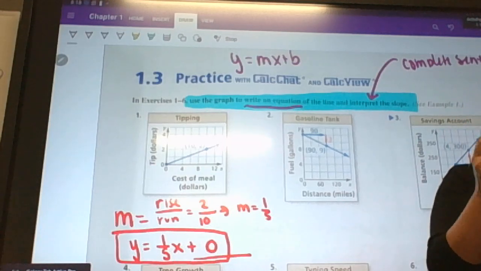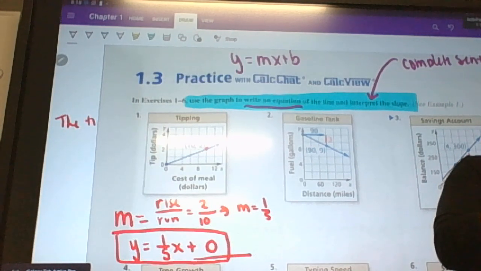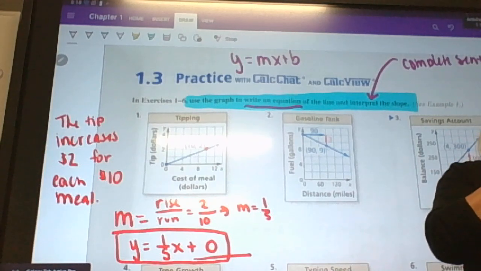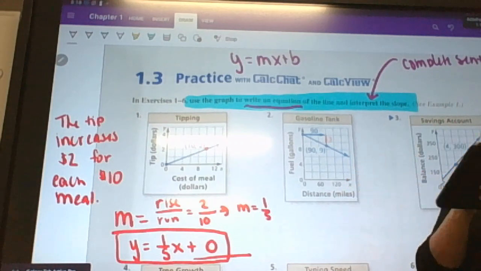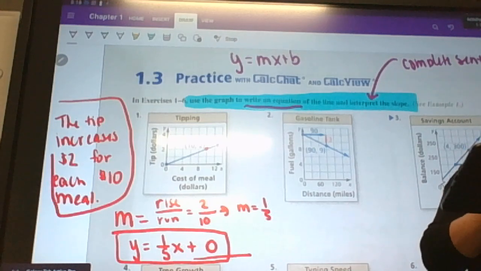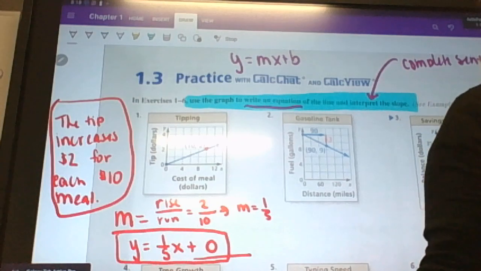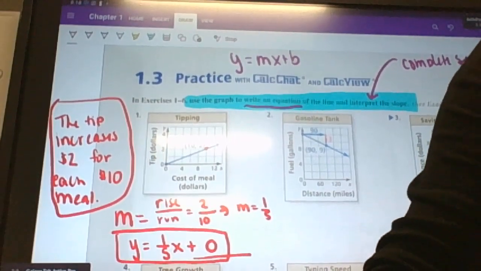This can be a lot of different things. One way to interpret it is you could say the tip increases $2 for each $10 meal. Okay, so I have a sentence describing slope, and I have an equation, linear equation for that. All four should have an equation.